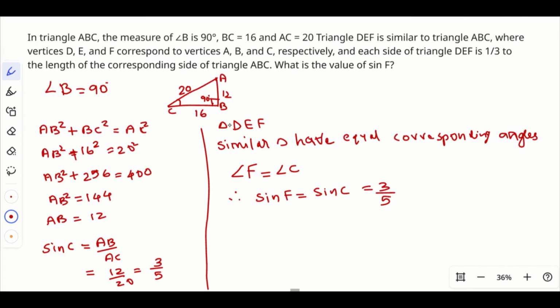You have to notice that the scale factor of 1 by 3 changes only the side lengths, not the angles. This is given to confuse you, but it won't affect the angles or trigonometric ratios. So the final answer will be 3 by 5. I hope it is clear for you.